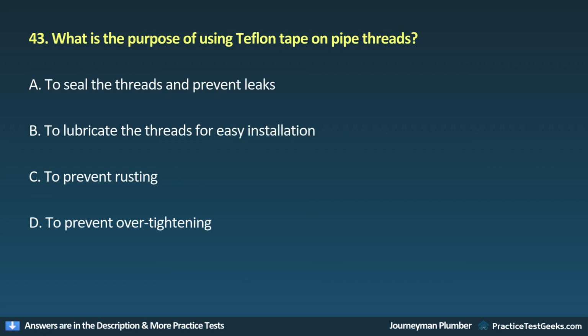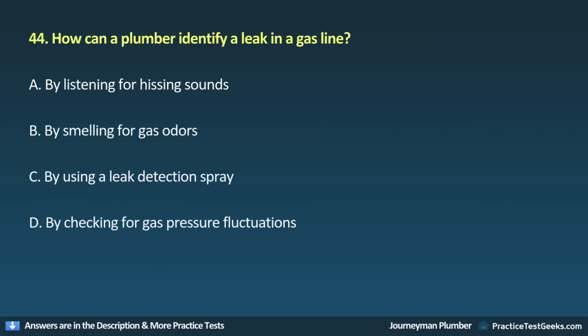43. What is the purpose of using Teflon tape on pipe threads? A. To seal the threads and prevent leaks. B. To lubricate the threads for easy installation. C. To prevent rusting. D. To prevent over-tightening.